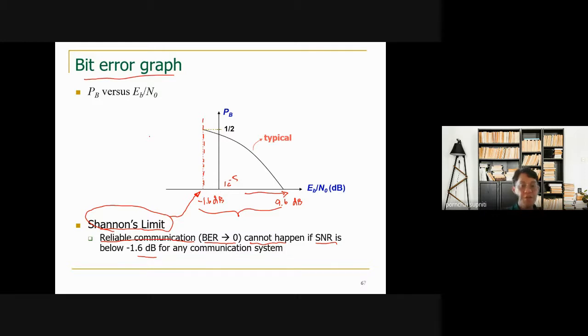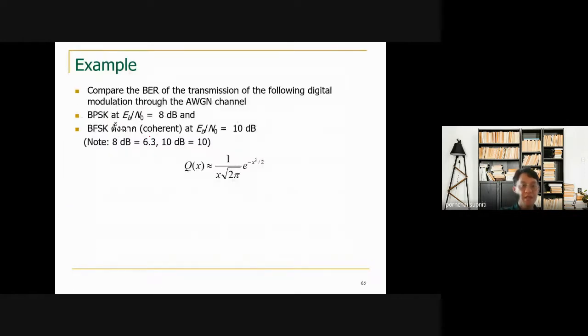Also, I need to emphasize that many of you are misunderstanding something. When you compute the bit error rate, you need to convert the SNR from decibel to the non-decibel value first. So let's come back to this example just for fun. Let's compare the bit error rate of BPSK with SNR 8 decibel and also BFSK, orthogonal with coherent detection, at SNR 10 decibel. Compare the bit error rate.